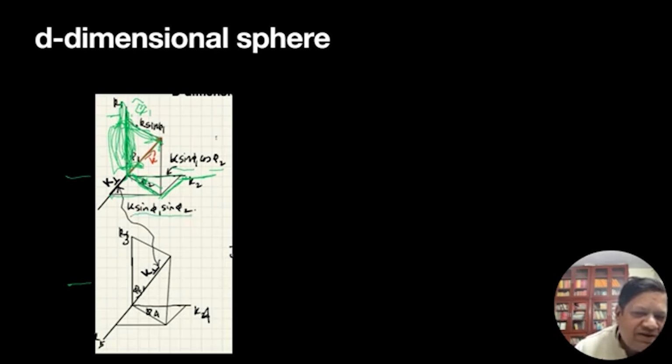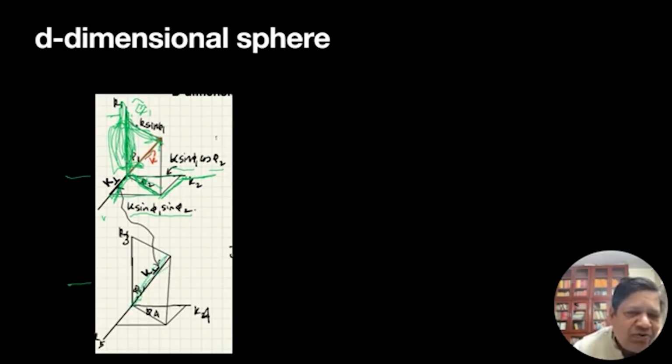Now had it been 3D, I would have called this k3. But I'm working in a 5-dimensional space, so we call it k perp. k perp is not along any axis. k perp is still floating around in that 5-dimensional space. So k perp is this vector.